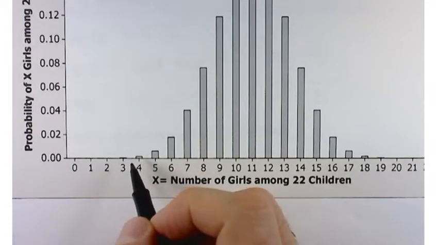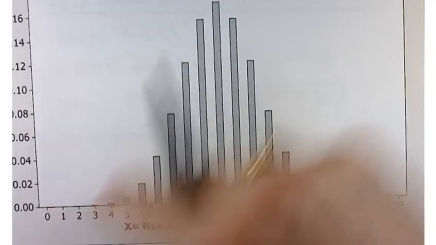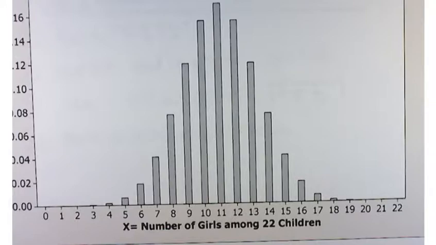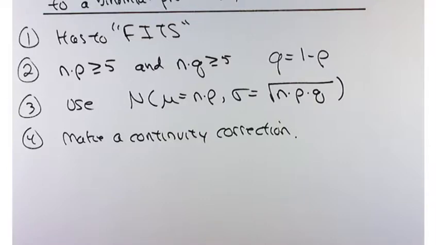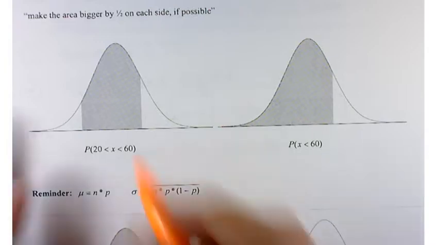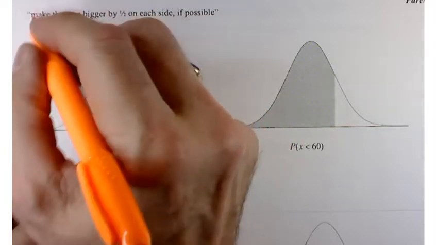You can't have 3.4 girls. It's either 3 or 4. You can't have these values in between. And when you try to use something continuous to approximate something discrete, you run into that little problem that one of them is continuous and one of them is not. So we're going to make a continuity correction, to correct for that. That's what this handout is about, just to practice the idea of the correction. The idea is that you're going to make your areas underneath the curve bigger by 1/2 on each side, if possible.